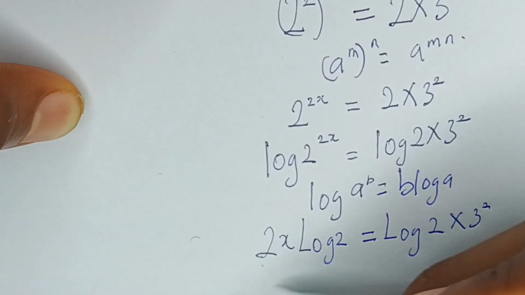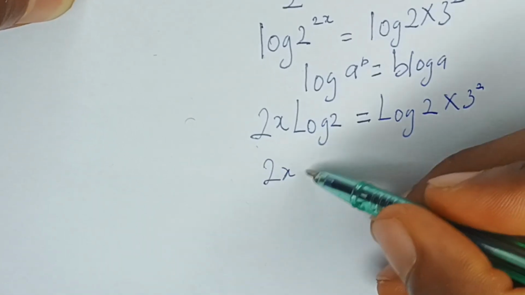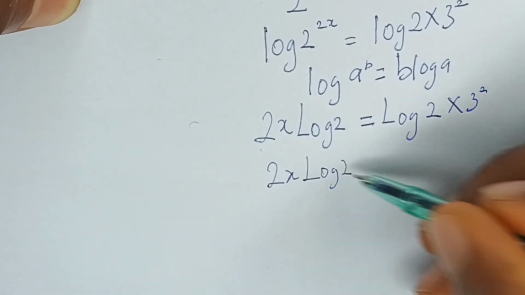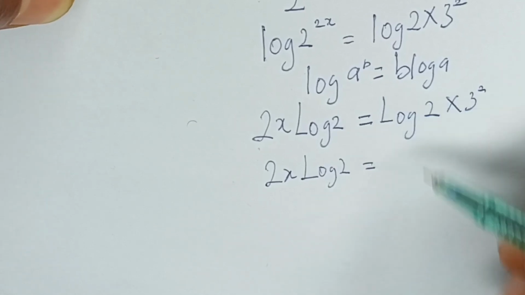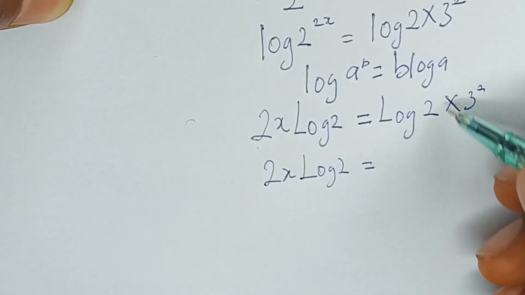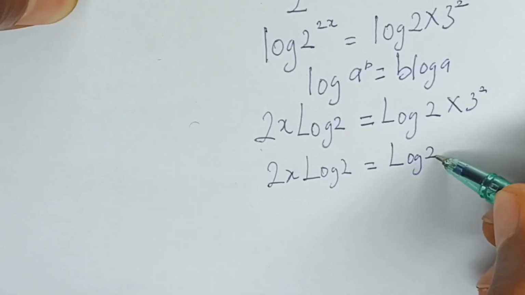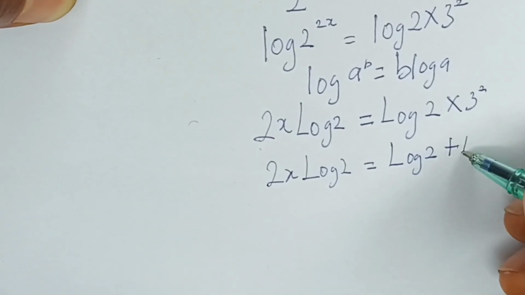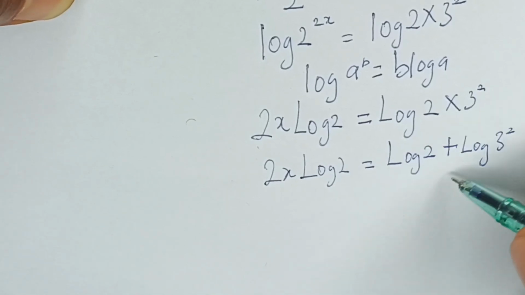Moving on, we can have 2x times logarithm of 2 to be equal to, now rewriting this, we're going to use another law of logarithm. When you see multiplication, it means separate the log and add. So what we have here is log of 2, we now add, and then we have log of 3 raised to power 2. So we've separated the log and we've added.